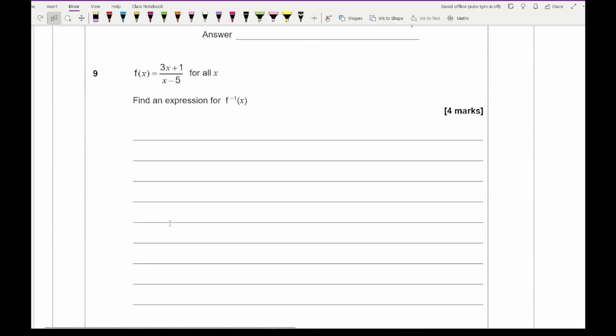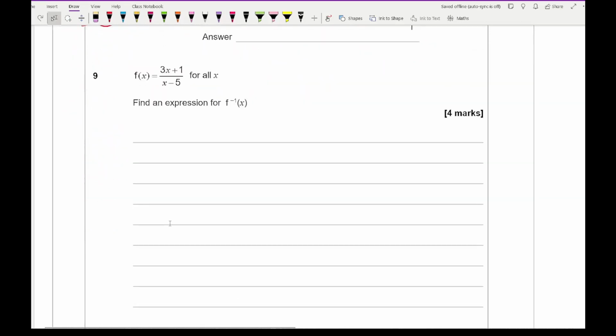Then moving on to question 9, it says f of x equals (3x plus 1) over (x minus 5) for all values of x. Find an expression for the inverse function. So the problem we've got with this one is we've got x's on both top and bottom. So first of all, let's work with the steps. First of all, make f of x equal to y. So I get 3x plus 1 over x minus 5.